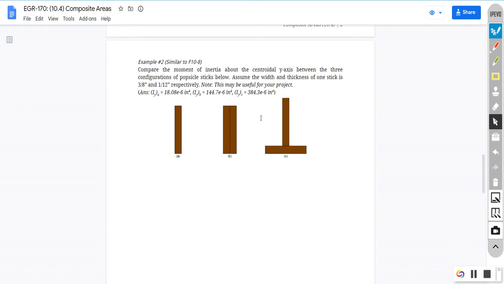This asks us to find the area moment of inertia about the centroidal y-axis. Centroidal y-axis means that for these shapes I do have to find the centroid first. Conveniently, they're all symmetric, which means I don't actually have to do any math. I just know that it's right down the center for all of these. But if I did not know where it was, or it wasn't obvious due to symmetry, I would have to calculate this first. All right.